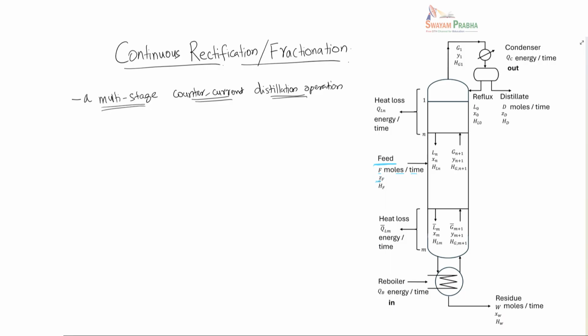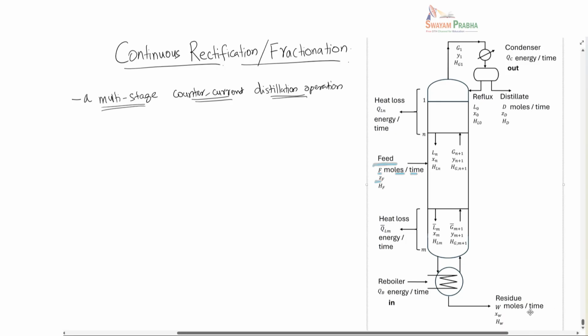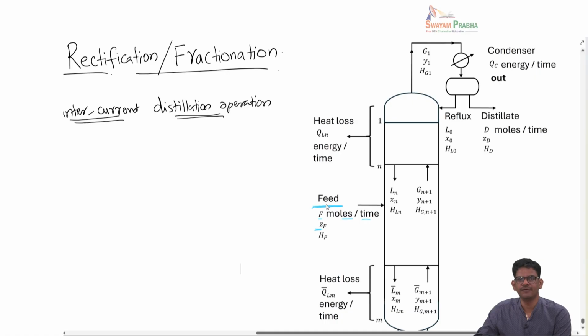So if this is too small to see, let me just say: feed enters here and F is the molar flow rate, its composition is ZF, and in distillation there is also heat addition and heat removal that constantly happens. So we will associate the enthalpy of this feed as HF. So HF would be the heat content or the enthalpy of the feed.